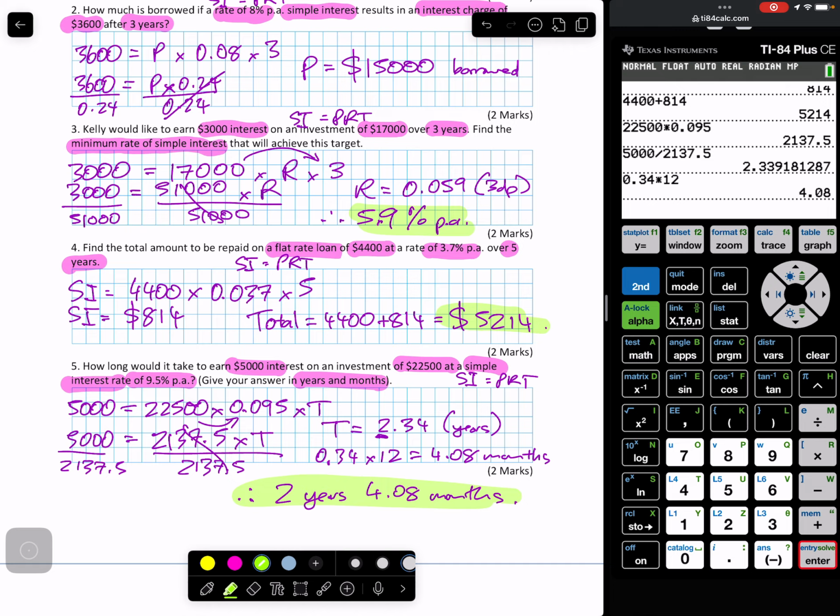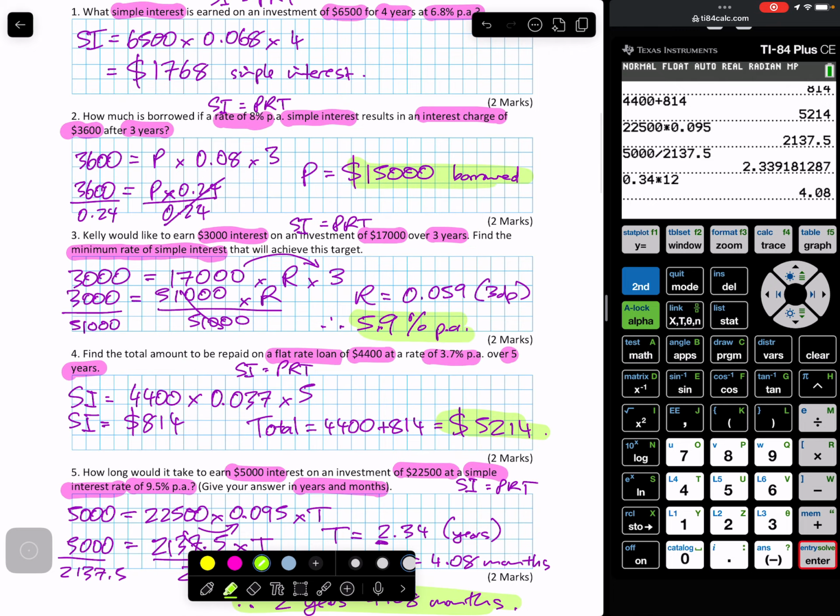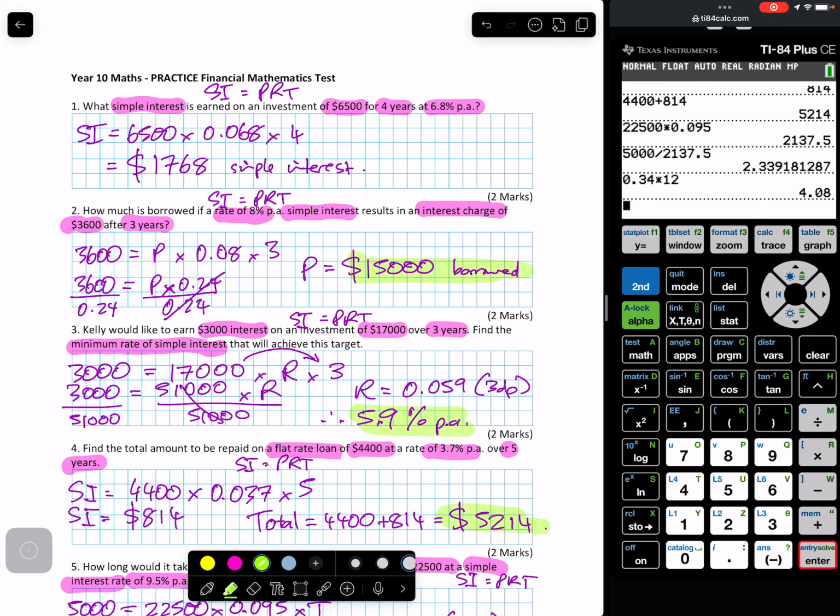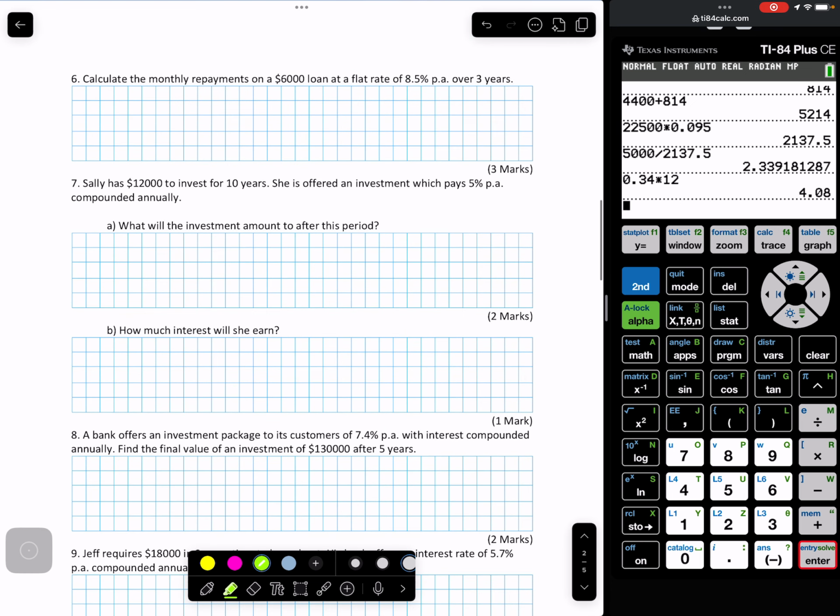5214, 5.9%, 15,000 borrowed, 1768, simple interest. That's page 1 done.